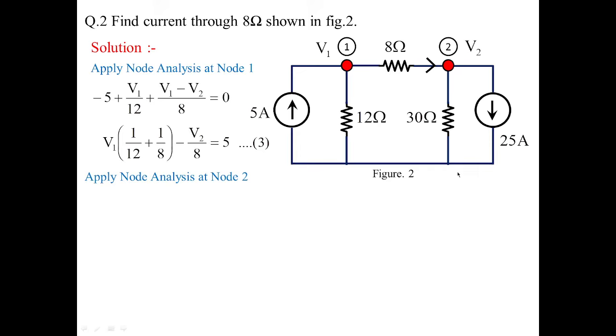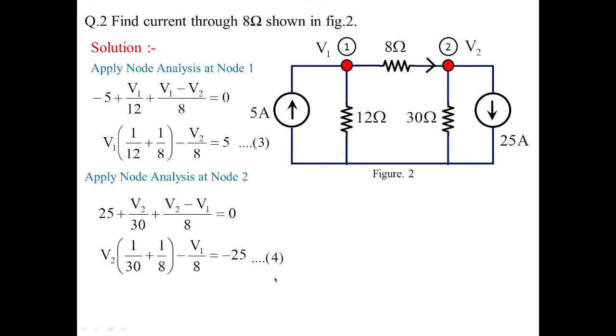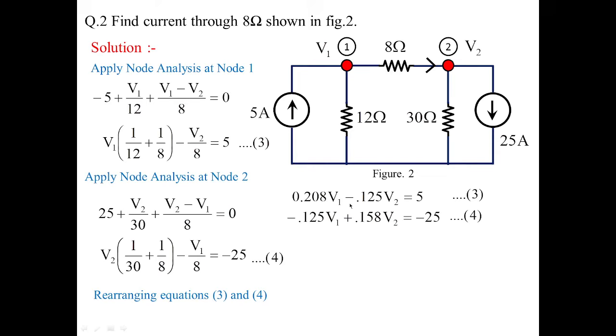V2 by 30 is another branch current, plus 25 amperes, because it is outgoing from this particular node, is equal to 0. So this we are going to apply like this. So 25, the outgoing branch current, plus V2 by 30 plus (V2 minus V1) by 8 is equal to 0. So this we are treating as equation 4. Let us rearrange equation 3 and equation 4 in this fashion. So I am simplifying these two equations and I am going to find out V1 and V2. So V1 we have obtained as minus 135.44 volts and V2 we have obtained as minus 265.38 volts.